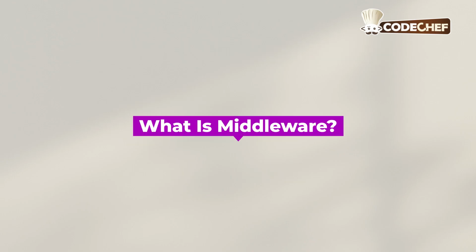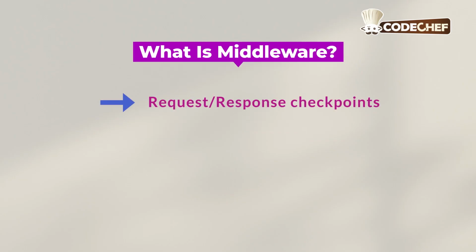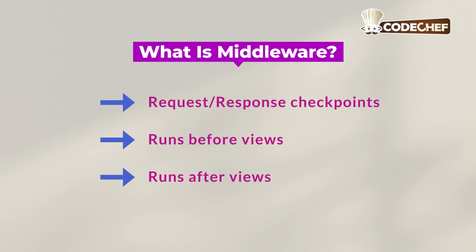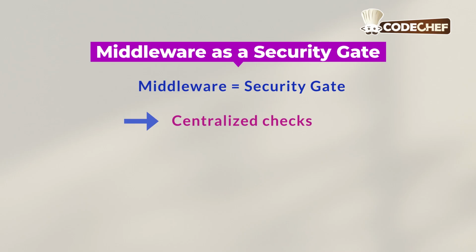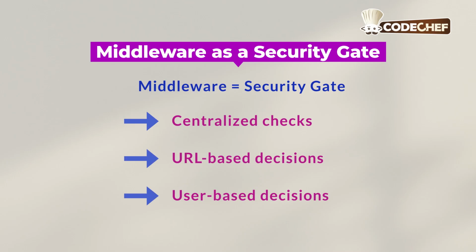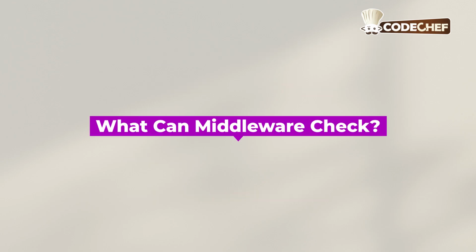Now what is middleware? Middleware is like a series of checkpoints that every request passes through before it reaches a view, and every response passes through before it goes back to the browser. Django already uses middleware internally. For example, authentication middleware sets request.user for us. Now you can think of middleware as a security gate placed before your views. It can inspect the request path, the logged in user, permissions, and decide whether the request should proceed or be blocked.